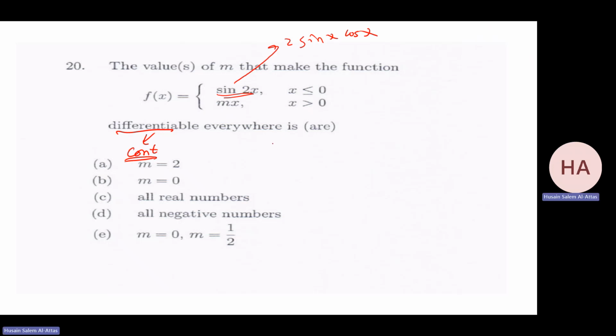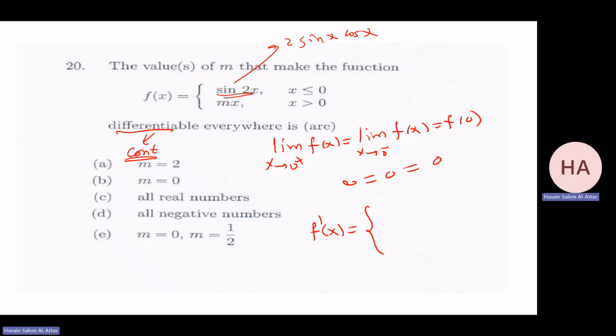So that means the limit as x goes to 0 from the right equals the limit as x goes to 0 from the left, equals f at 0, and that will give you 0 equals 0, which gives you nothing. But I need to find f prime, which means finding the derivative of this: 2 cosine x plus 2 sine x, minus sine x. إذا كان x less than or equal to 0, m إذا كان x greater than 0.